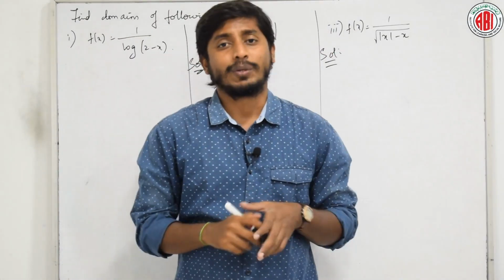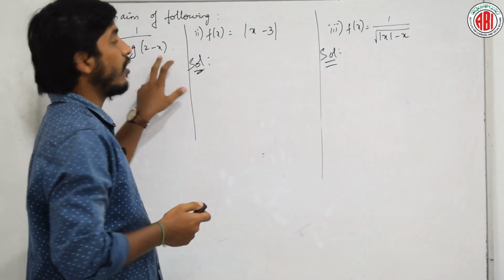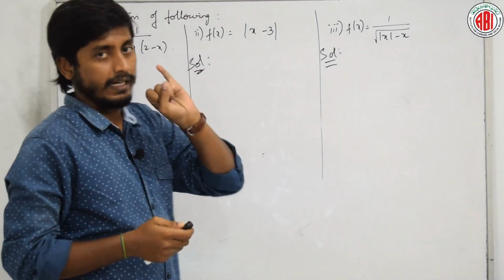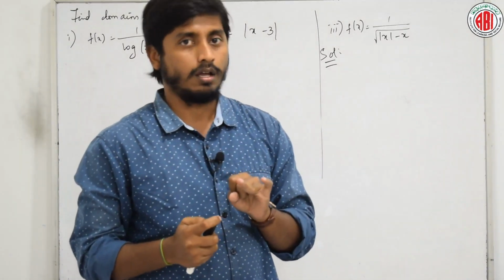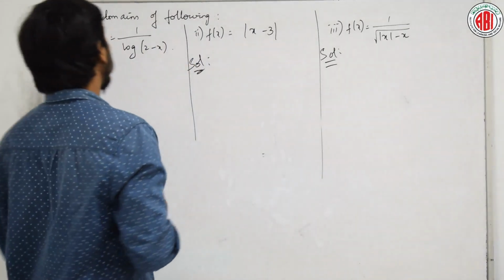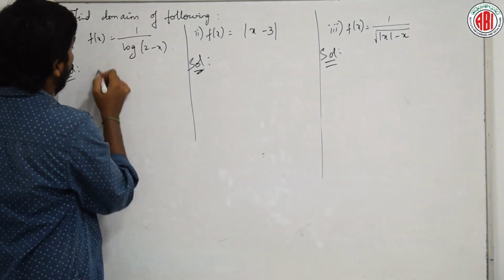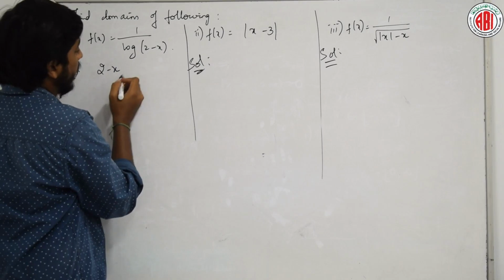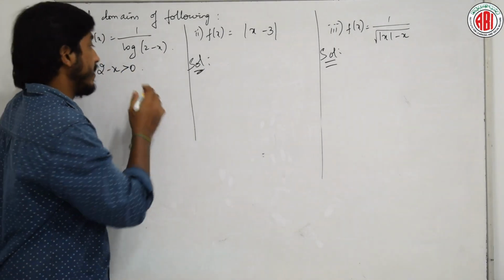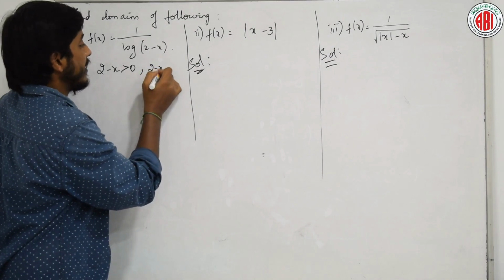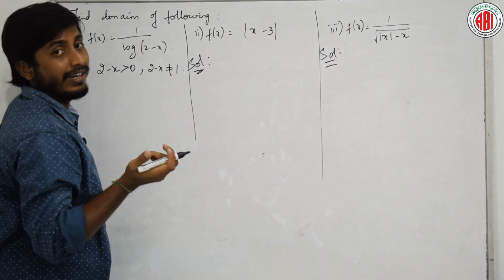Let's do. Look at these questions here. He is asking us to find the domain of these things. 1 by log of 2 minus x. First thing, it is in the denominator. Second thing, it is under log. Okay? That is, what is the rule? If it is under log, 2 minus x should be greater than 0. Right? Since it is in the denominator, you have to remember 2 minus x is not equal to 1 because log 1 is 0. 1 by 0 is undefined.